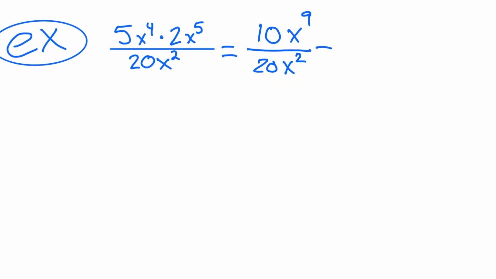Now first, let's reduce the numbers. 10 goes into 10 once, and 10 goes into 20 twice. So 10 over 20 becomes 1 over 2. That's more simple. And then x to the 9th divided by x to the 2nd, 9 minus 2 is just 7. So x to the 9th divided by x squared becomes x to the 7th power. So the whole thing becomes 1/2 x to the 7th.